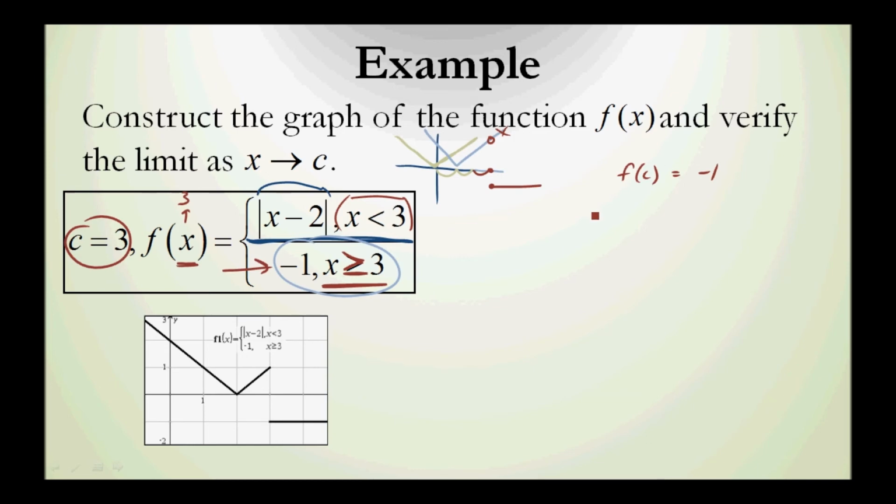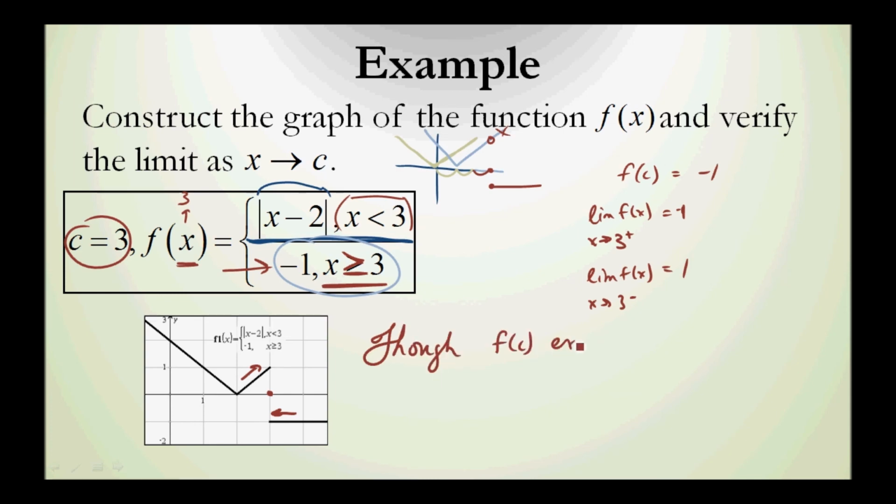So now we'll look at the limit of f of x approaching 3. So the limit of f of x as x approaches 3 from the right is equal to, so here's 3 approaching from the right, -1. So the limit of f of x as x approaches 3 from the left is equal to 1. So here we can make our conclusion statement. So though f of c exists, since the limit of f of x as x approaches 3 from the right does not equal the limit of f of x as x approaches 3 from the left, the limit of f of x as x approaches 3 does not exist.